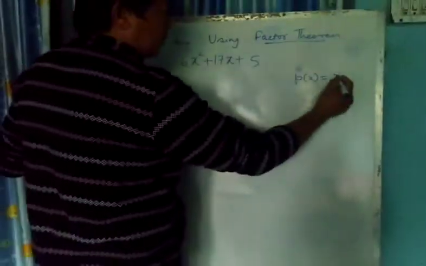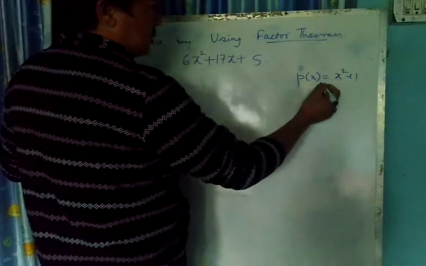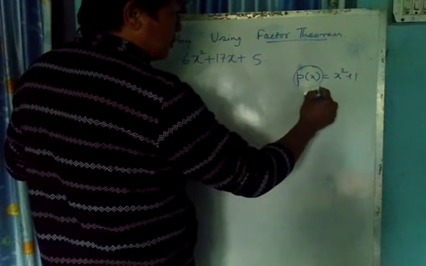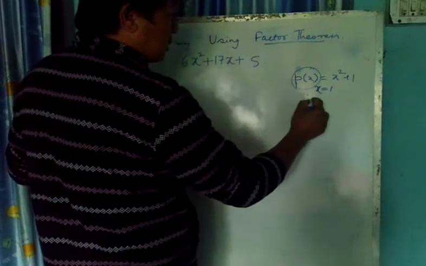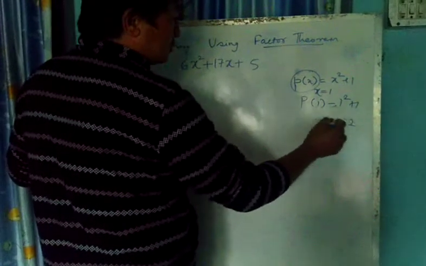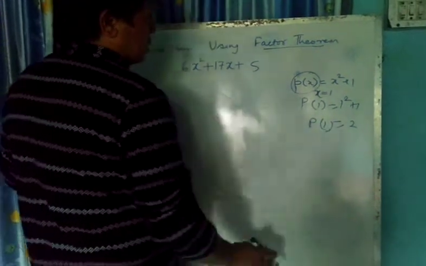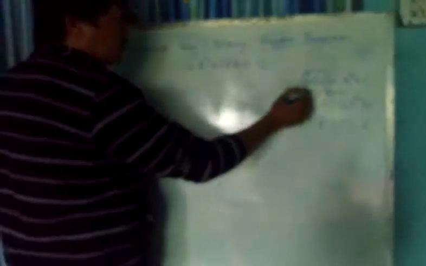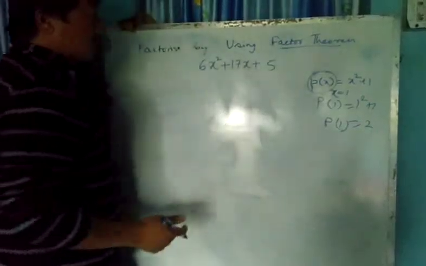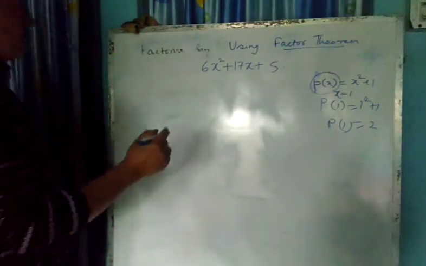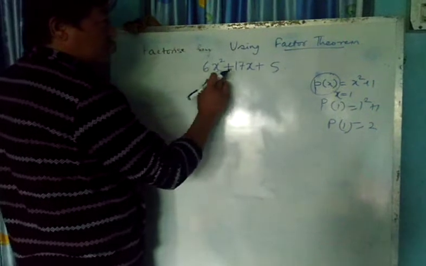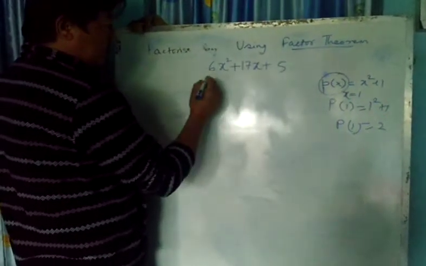For example, x square plus 1. So we need some space so that we can have, suppose x is 1, then we'll be putting 1 square plus 1, that is 2. Likewise we need some space like px, so that we can use the factor theorem. For that we'll be dividing, taking common out of these three terms. So how do you do it?